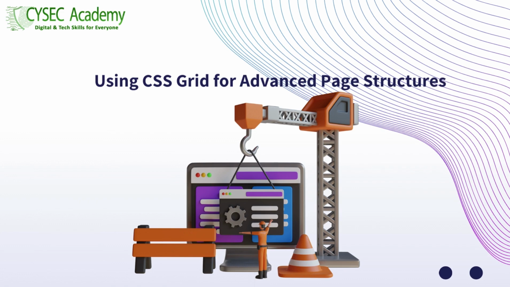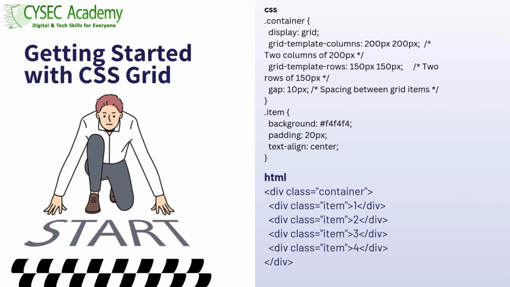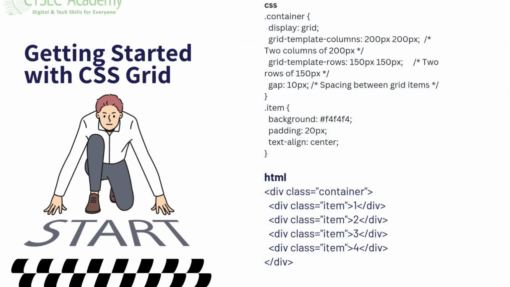Now that you understand why CSS Grid is so powerful, let's build a practical layout step by step. Getting started with CSS Grid. To use Grid, set display to Grid on a container. Then, define columns and rows using Grid template columns and Grid template rows. The sample code on the screen will create a 2-column, 2-row grid with equal-sized cells.